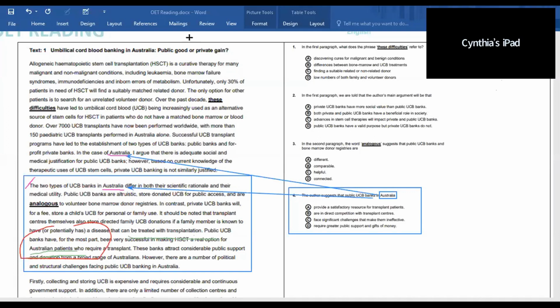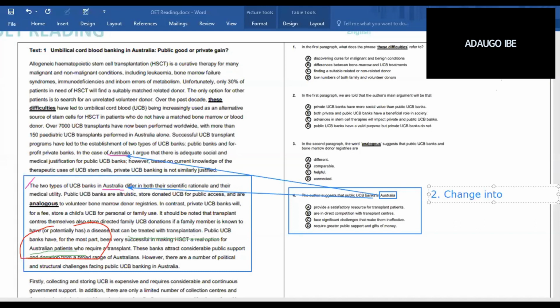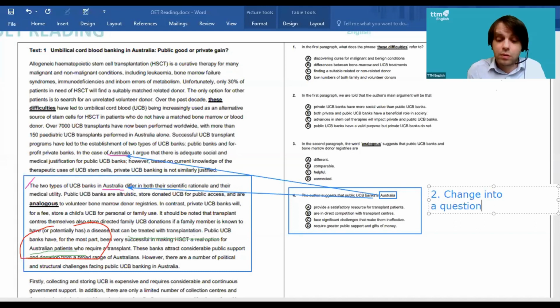So we use keywords. Microphones off. We found the paragraph. Now we're going to change it into a question. Hello. Does someone have a question? Microphones off if you don't have a question. I'll just mute you there.